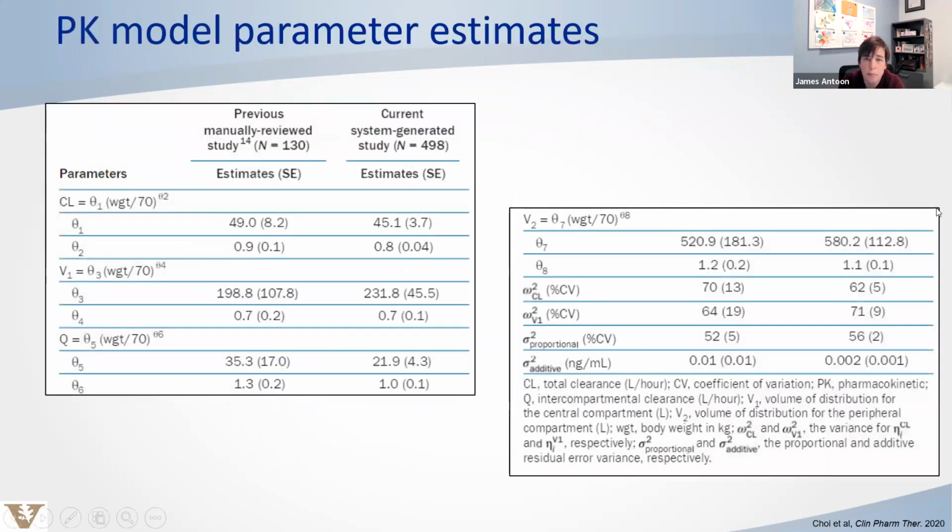And these are our PK parameter estimates. So we report here the original pilot study data, as well as our new data set with several fold more individuals in it. And as you can see, the estimates are really similar, but the standard errors are much tighter because we have that bigger data set. Next slide.